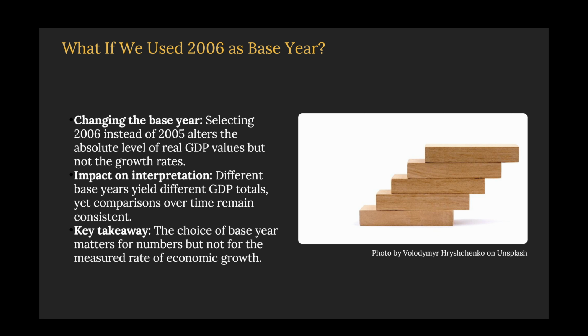You might wonder, what if we had used 2006 as the base year instead of 2005? In that case, we would multiply quantities in all years by the 2006 price of $26,000. What would happen? The levels of real GDP in each year would be different because now we're using a different price, but, and this is the key point, the percentage changes from year to year would be exactly the same as before. That means the growth rates will be similar. And for economic analysis, we care mainly about those growth rates, not the exact dollar figure.